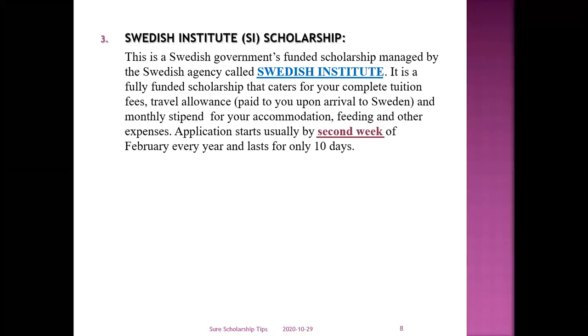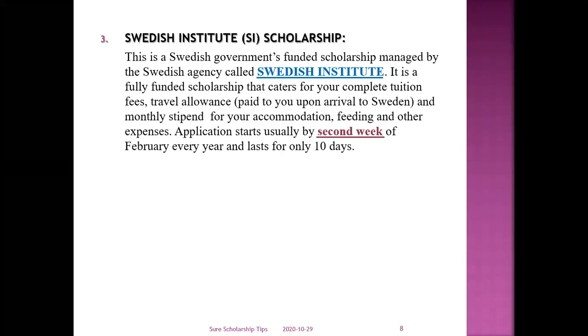They pay your complete tuition fees, they pay you travel allowance, but they don't pay you while you are still in your country. They pay you when you might have already come up to Sweden here. And it is about 15,000 SEK in allowance. And also, every month, they pay you a monthly stipend for your accommodation, feeding, and other expenses.